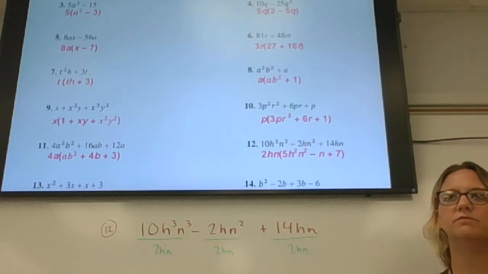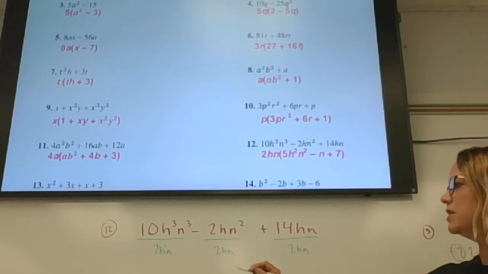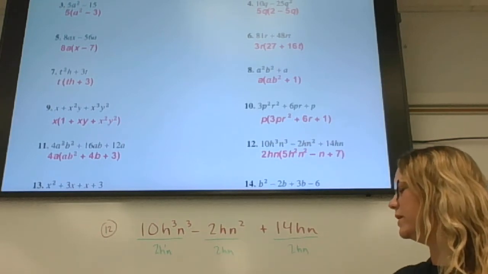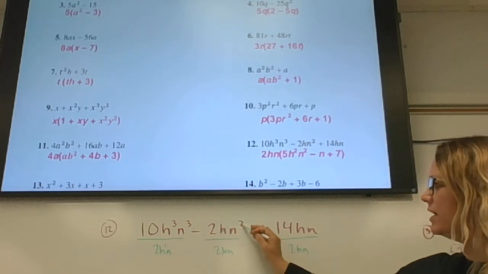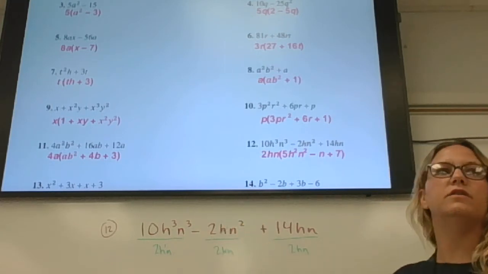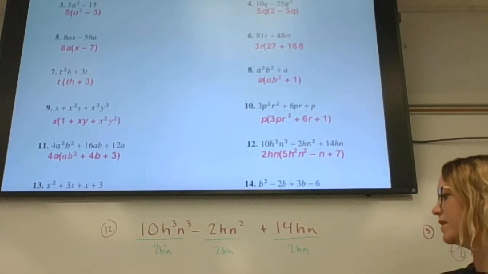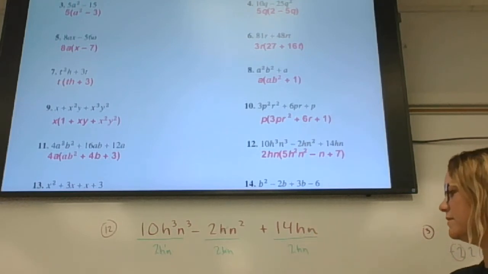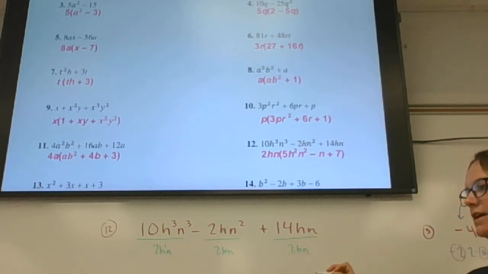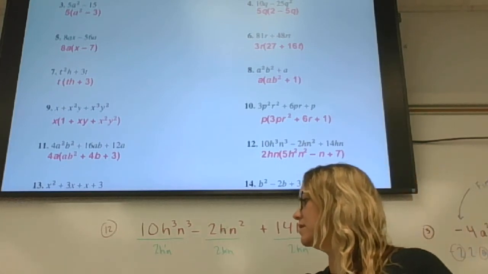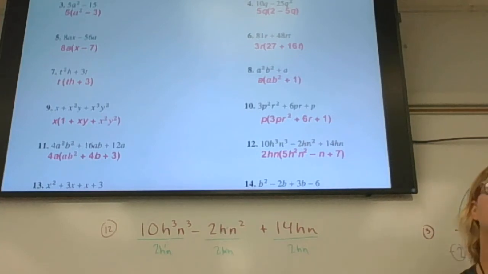You guys like that fraction method? So 2 divided by 2 leaves a 1 here. H over H cancels, and 2 minus 1 leaves N to the first. And now here, 14 divided by 2 is 7. H and H cancel, and N cancels. So you may very well like the fraction method better than the circling method. They're doing the same thing a little differently.